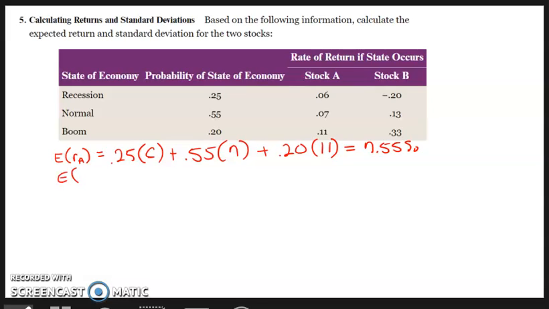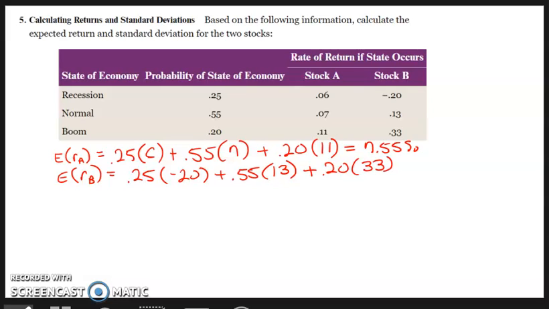And then the expected return for B is 0.25 times a loss of 20%, minus 20, plus 0.55, or 55% probability in normal, and that's 13%. And then 0.20, or 20% probability, and a 33% return. And expected return here is 8.75%.